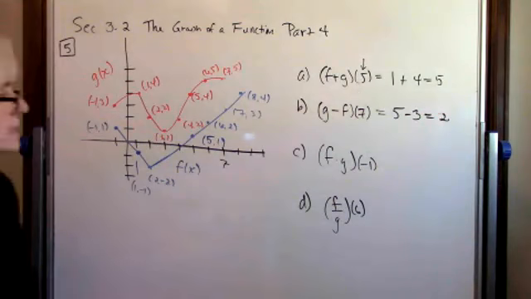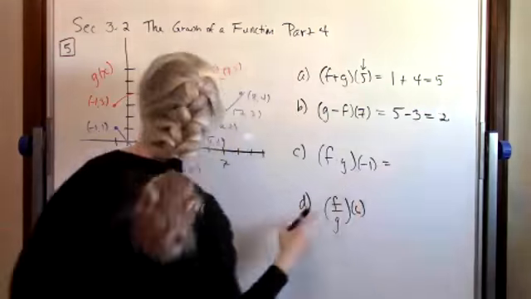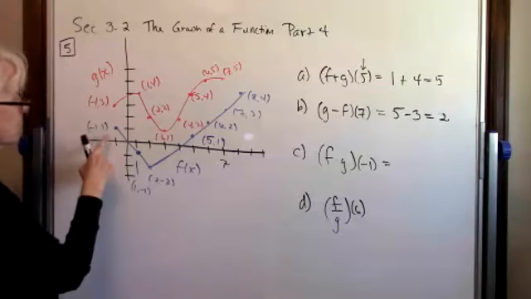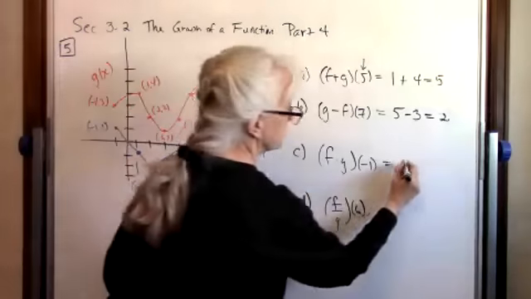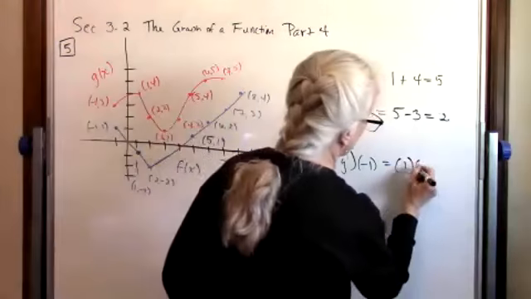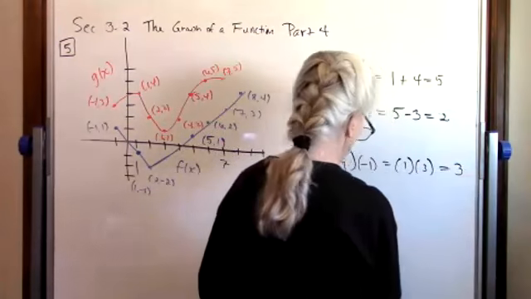The next one's asking us to do a product, f times g of -1. So our input value this time is -1. We're going to come over to -1 and pick up the two output values. For the blue function, the output is a 1. And for the red function, the output is a 3. So they're asking us to take 1 times 3, which is going to give me 3.